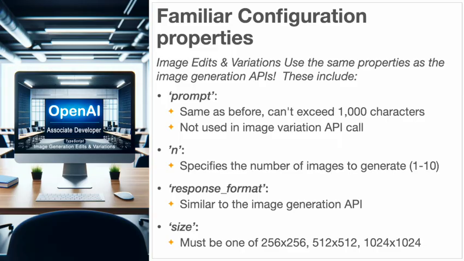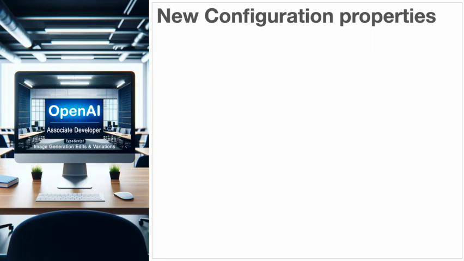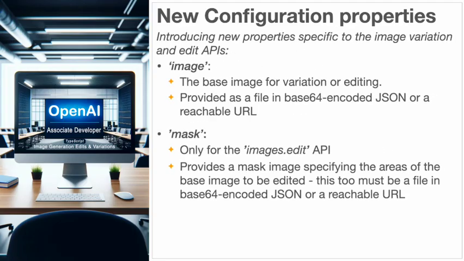Now, let's introduce the new configuration properties specific to the Image Variation and Edit APIs. 1. Image. This is the base image you want a variation for or that you want to edit. It needs to be provided in a suitable format, i.e., read from a file as base64 encoded JSON or a reachable URL. 2. Mask. This is only available in the Images.edit API and provides a mask image that specifies the areas of the base image to be edited.